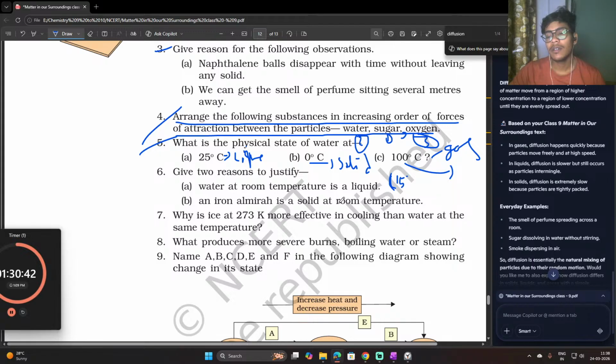They are asking for two reasons. The two reasons are that water at 0 degrees Celsius becomes solid, and at 100 degrees Celsius water becomes gas. That's the justification that water at room temperature is liquid. If it gets 100 degrees C temperature, it will become gas, and if it gets 0 degrees C temperature, then it will become solid. These two are the reasons.